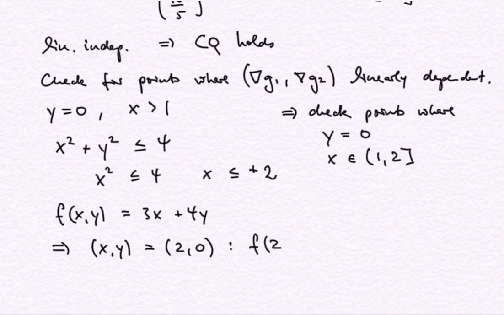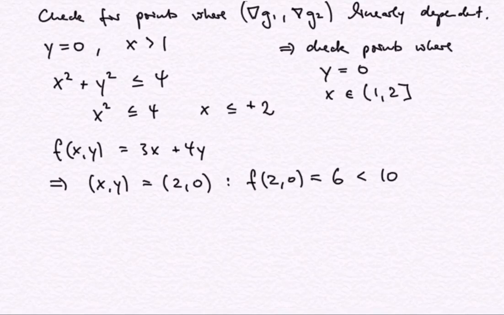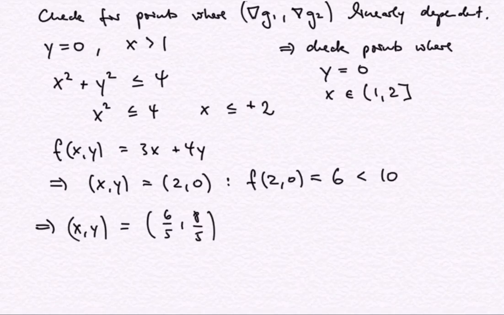And here f of 2 and 0 is equal to 3 times 2, which is 6. This is less than the value of 10 that we have already found. And so we did not find a point here that actually yielded a higher value than the one we have already identified. And from this we can finally conclude that the pair 6/5 and 8/5 is indeed the maximum, such that the constraints hold.